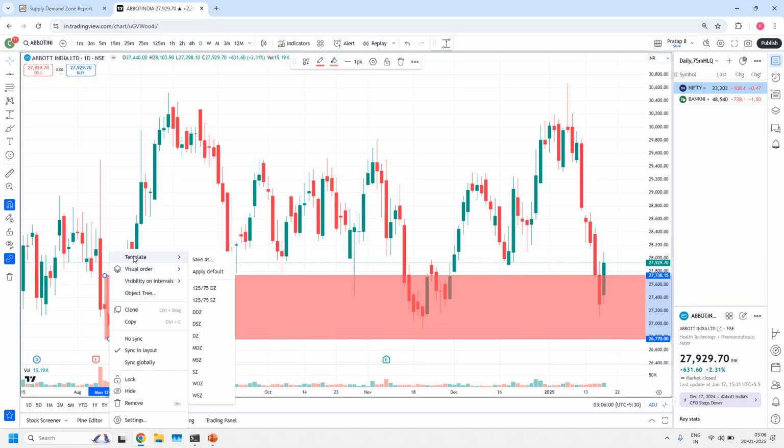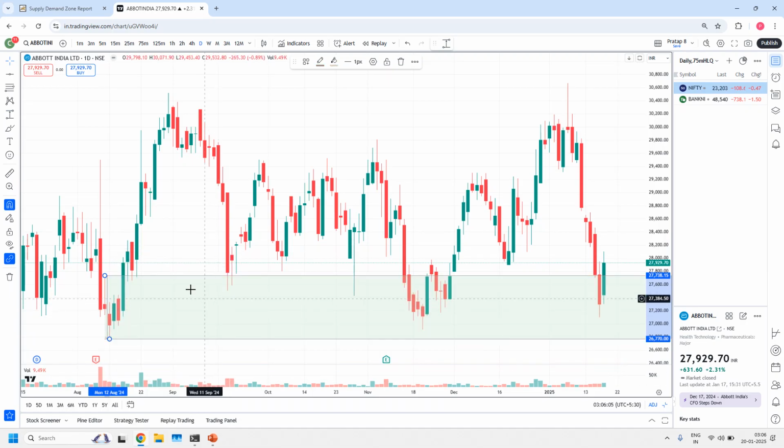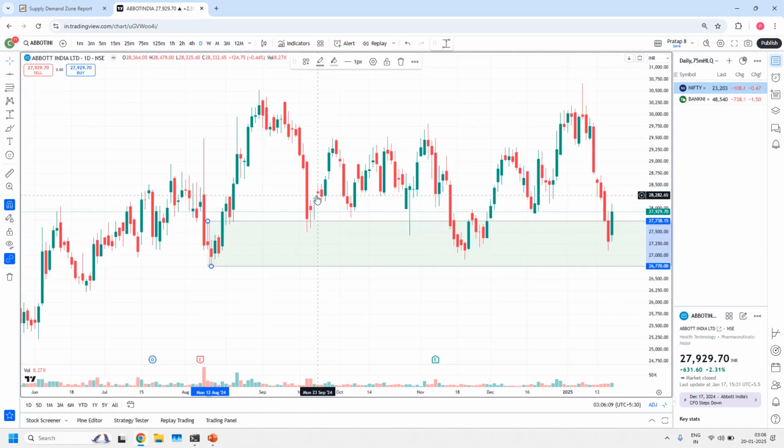This is a demand zone. I will give it a very light color. So this is a daily demand zone. And this drop base rally daily demand zone you should fine tune with the 75 minutes time frame. See, this is a high liquidity zone.